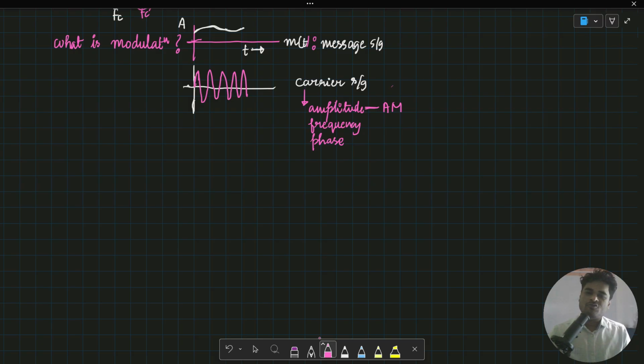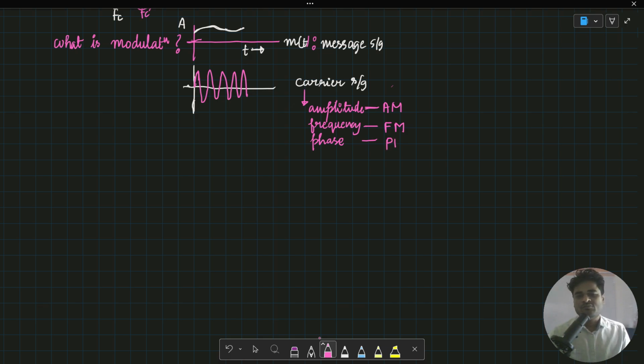And if frequency is varied, then we will call it frequency modulation. So if the frequency of the carrier signal is varied as per our message signal, then that kind of modulation will be called frequency modulation. And in case the phase of the carrier signal is varied, then it is called phase modulation.